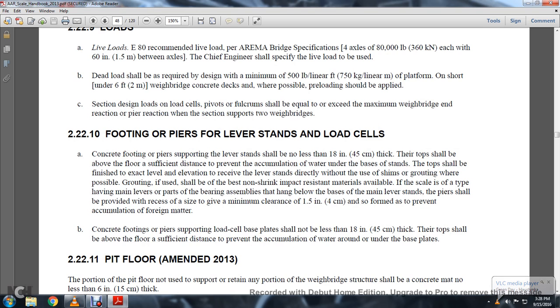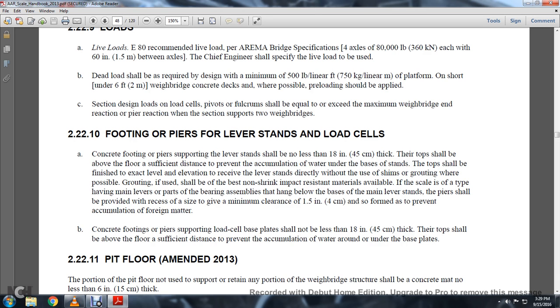222.10 Footing in the piers and lever stands and load cells. Concrete footing in the piers supporting the lever stand shall not be less than 18 inches thick. The top shall be above the floor a sufficient distance to prevent the accumulation of water under the base of the stand. The top shall be finished to the exact elevation to receive the lever stand directly without the use of shims. Grouting where possible.